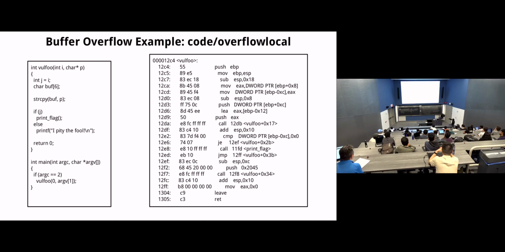Then the program keeps running, it checks the value of j. We know at this point j is 0, we initialized it to 0. If it's 0, it will just go to else, then print IP to the full. If it's not 0, it will call print flag, which will retrieve the flag in the file system and give us the flag. Okay? So that is the program.